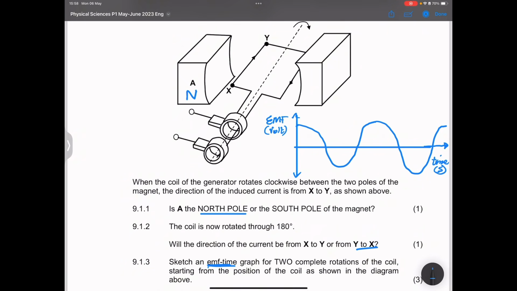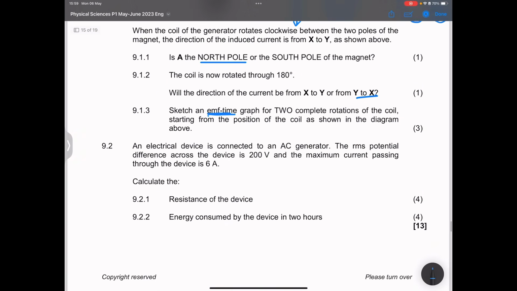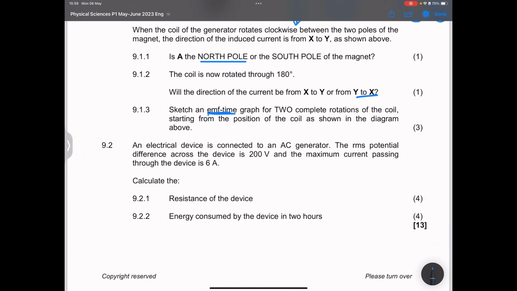Okay, so now let's look at the next question. They say an electrical device is connected to an AC generator. The RMS potential difference is 200, so that's V RMS. And the maximum current passing through is 6 amperes. So that's maximum current. They say calculate the resistance of this device.